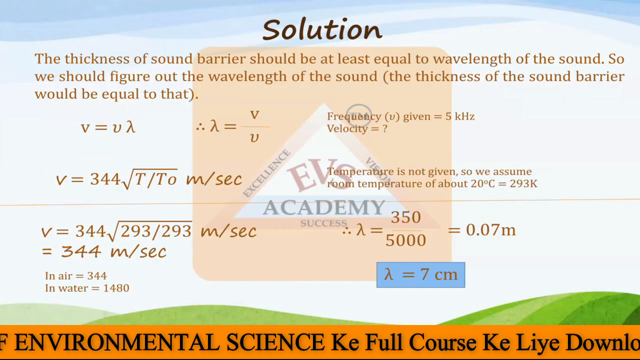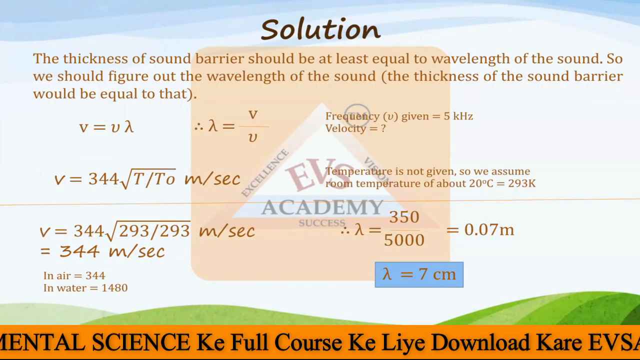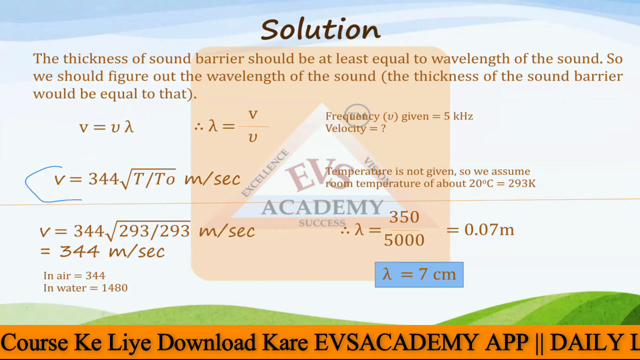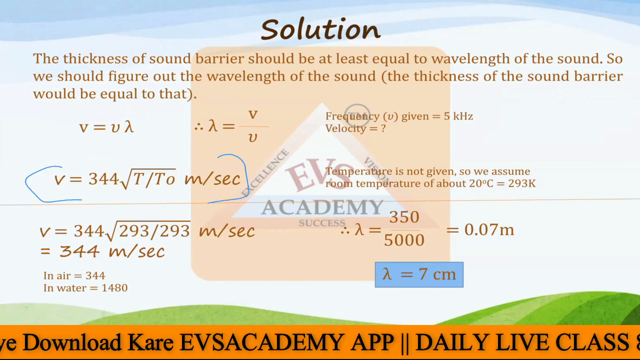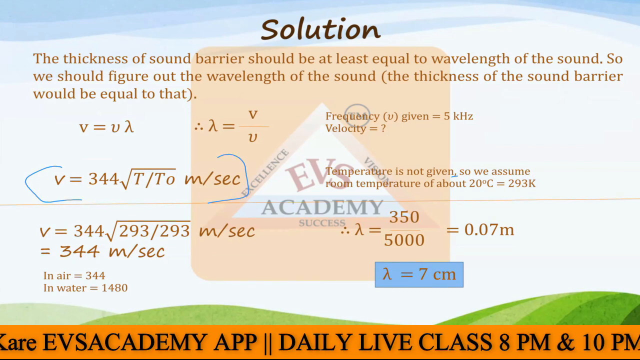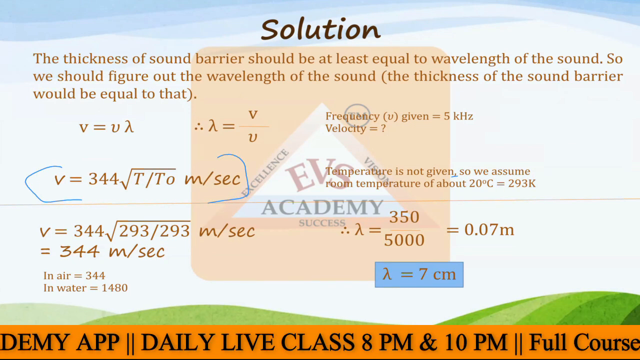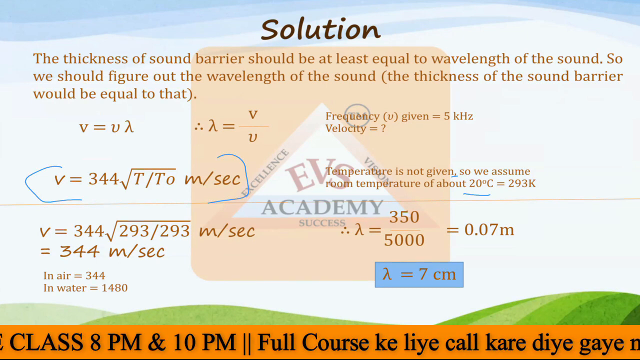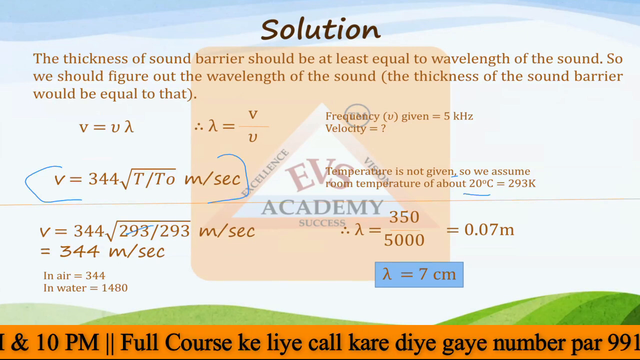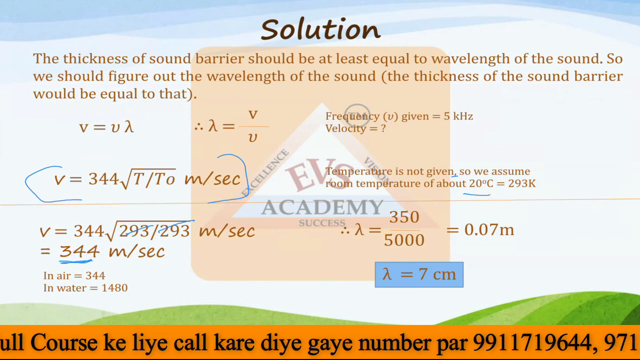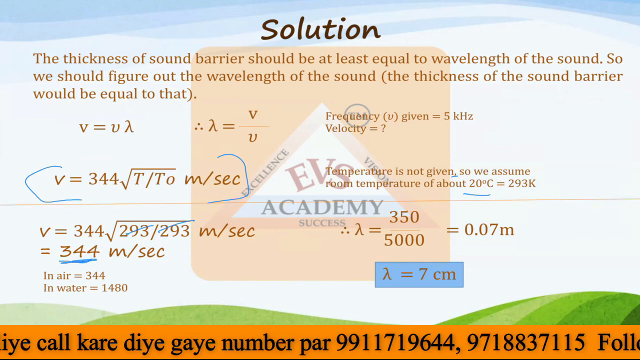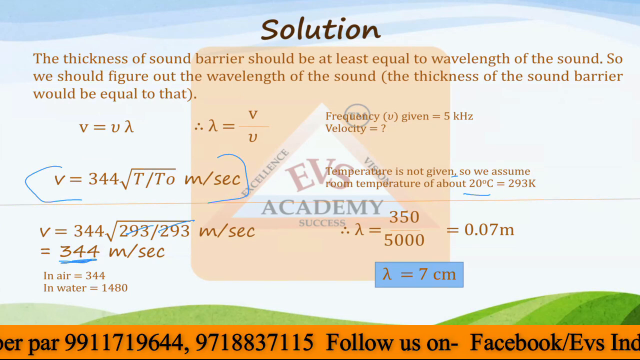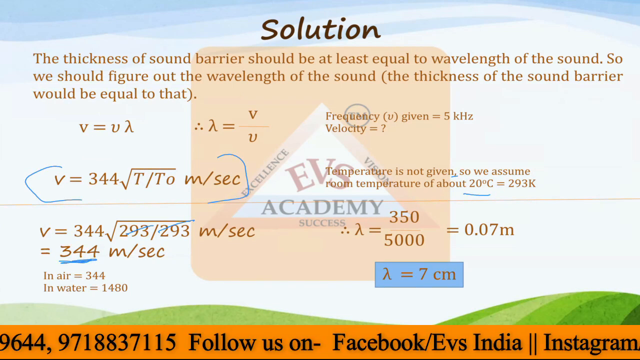We all know velocity we can calculate with the help of 344 times the square root of T divided by T naught meter per second. So I will use this formula. Temperature is not provided in the question, so we will assume room temperature, that is 20 degrees Celsius. So here T and T naught both are equal, so both would be cancelled. And our velocity we will get as 344 meter per second in air.